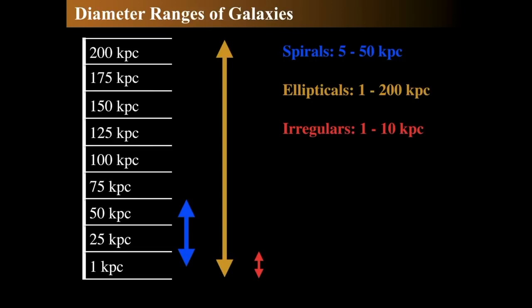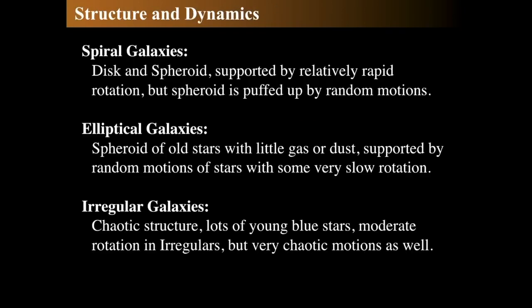Irregulars are all tiny little things that range from almost 10 times smaller than the Milky Way down to 1% of the size of the Milky Way. But ellipticals can range from really tiny things to catastrophically large things that can be up to 10 times the size of the Milky Way. And the largest galaxies known are all giant elliptical galaxies, which make the spiral galaxy Milky Way look like a tiny, tiny little brother.